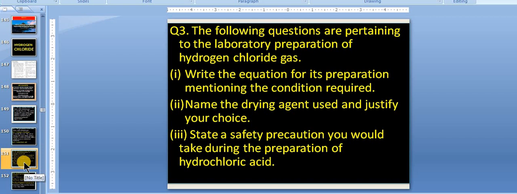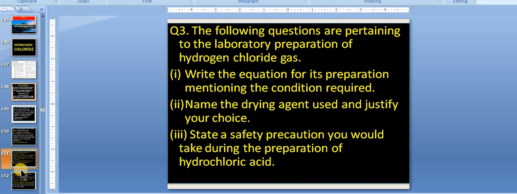Now the next question is pertaining to the lab preparation of HCl gas. Write the equation for preparation mentioning the condition required, that is, the condition for preparation of HCl gas. Second is the drying agent. Third, state a safety precaution. So there are 3 questions in this question number 3. You know that HCl gas is prepared from which salt? Which salt is used to prepare it?